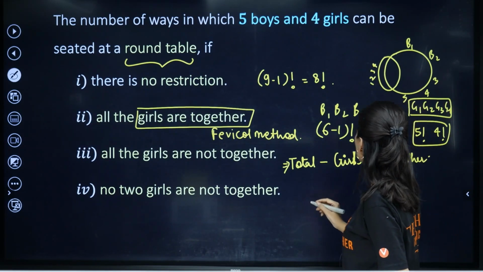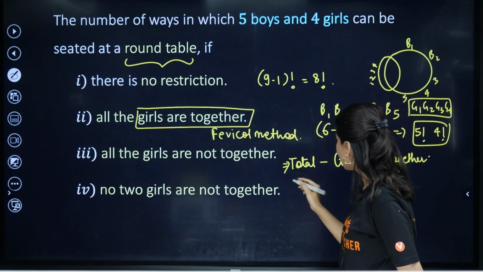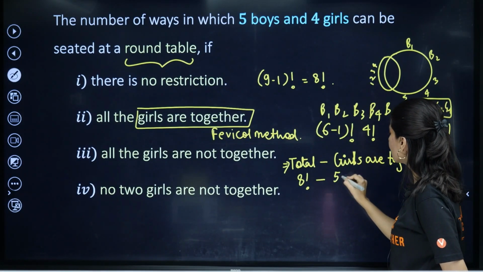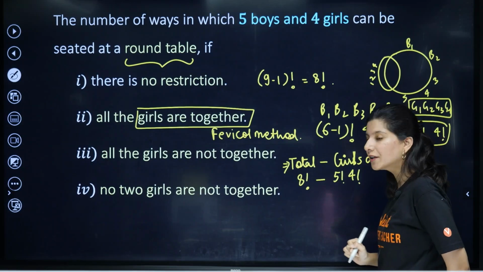Okay, so total is what? Tell me. Total is 8 factorial, minus when girls are together, which is 5 factorial times 4 factorial. This is your third part.